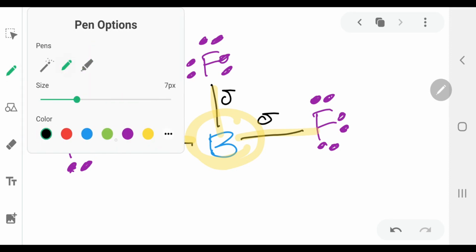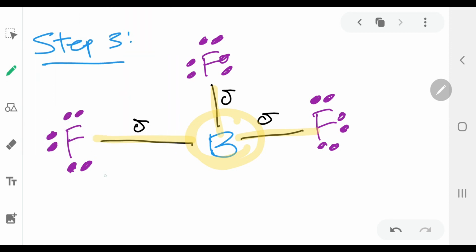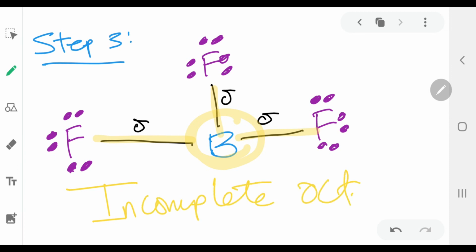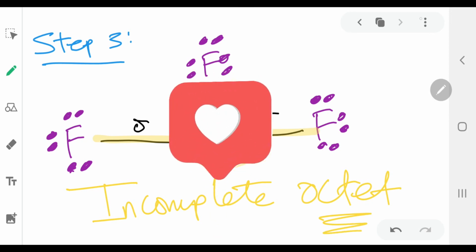So what do we call this phenomenon over here? Again, this is also an incomplete octet. Even though it hasn't reached the octet configuration, it is already stable.